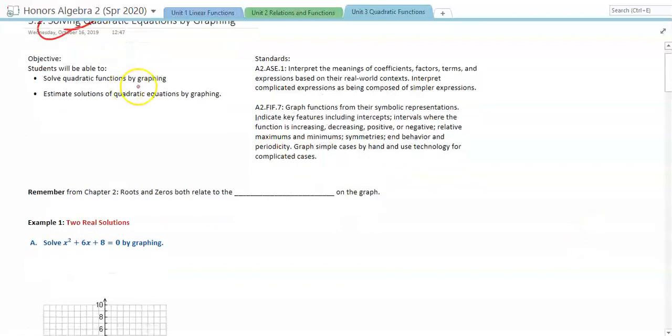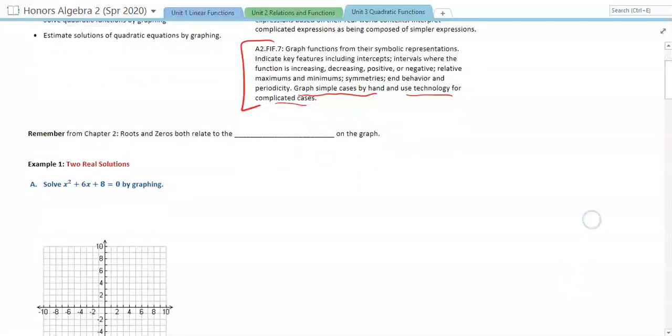And so our objective today is to solve quadratic functions by graphing and to estimate their solutions by graphing. And so remember that our FIF 7 standard says to graph simple cases by hand and use technology for complicated cases. Well, complicated cases would include those that have irrational roots. And we'll look at a couple of cases of those today. So remember from chapter 2 that roots and zeros both relate to the x-intercepts of the graph. Remember that roots deal with an equation and zeros deal with a function. So let's look at the first example here.